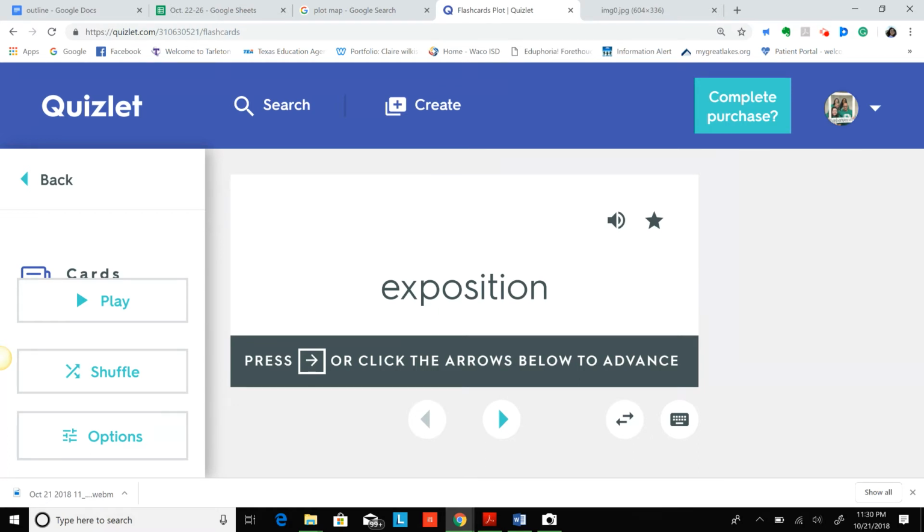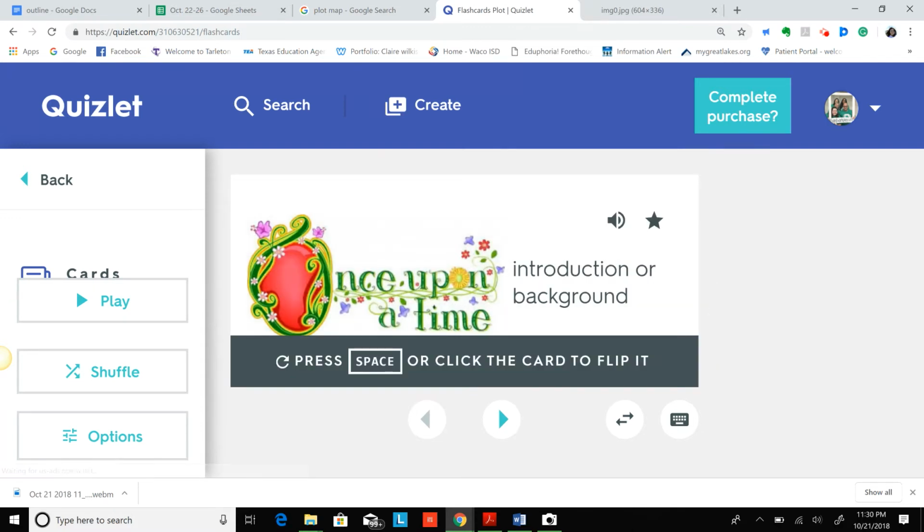When you're done reading Wonder or James and the Giant Peach, you're going to focus on the exposition.